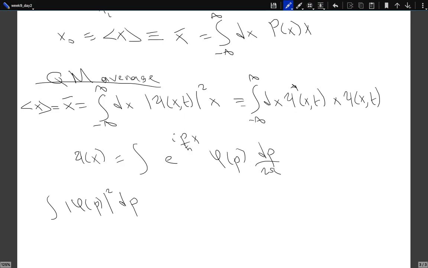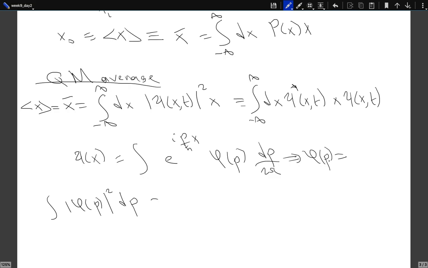Well, before I had already claimed that this was the probability density for momentum. But for that to be a probability density, this integral should give 1. Otherwise, it won't be a probability density. I should divide it or multiply it by a suitable constant to make sure that this is actually 1. Well, let's see. What is phi of p?